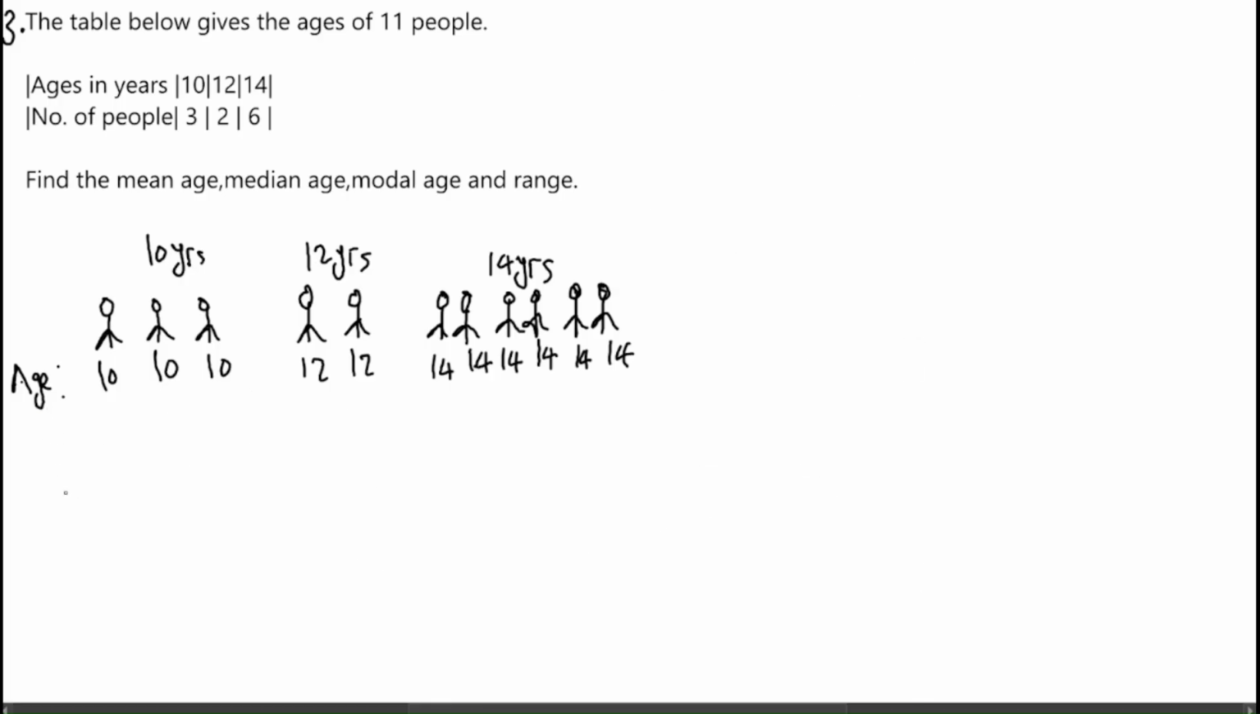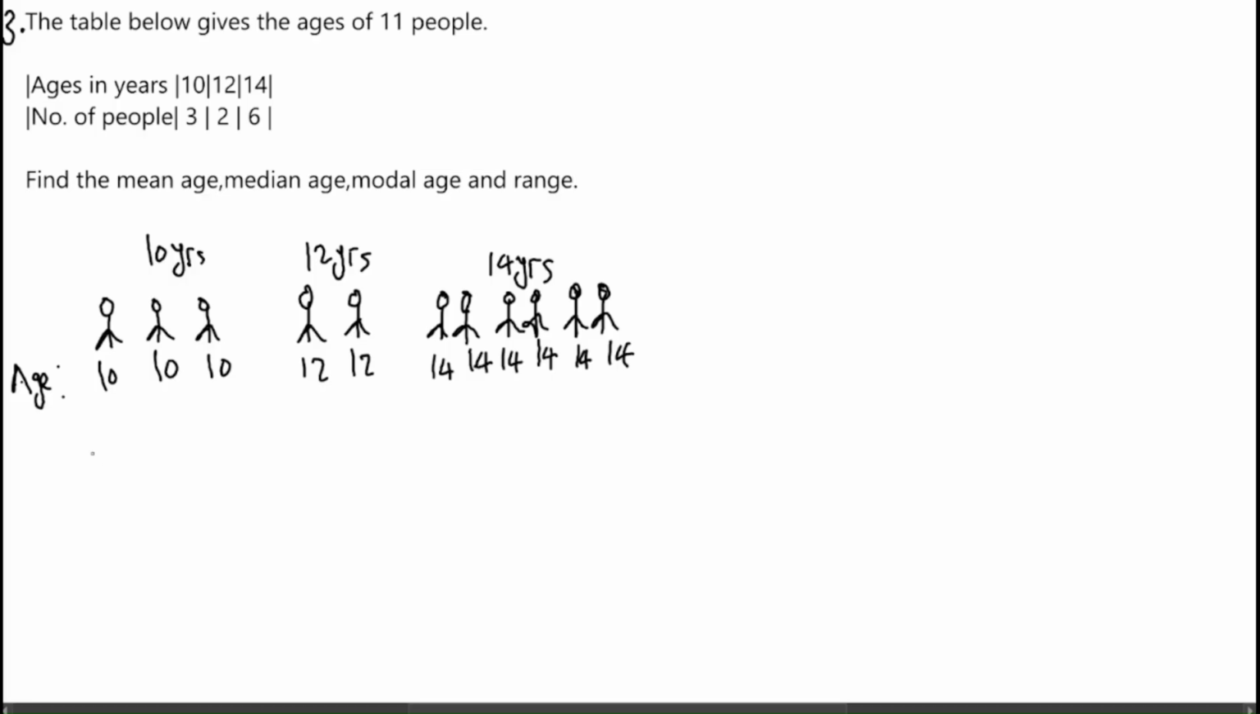So now to find the median age, which is the age in the middle. Now let's try to check by cancelling. Cancel this age, cancel this age, cancel, cancel, cancel, cancel. So the age in the middle is 14, which simply means the median age is 14 years.